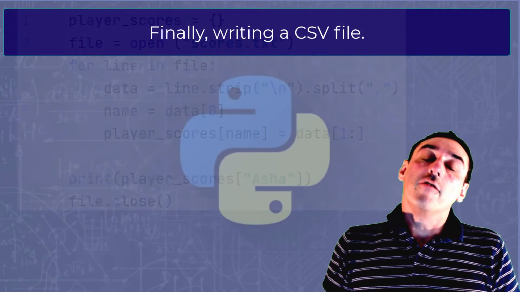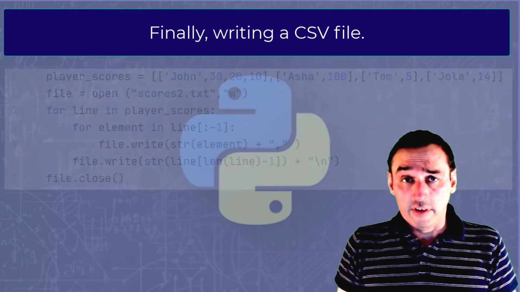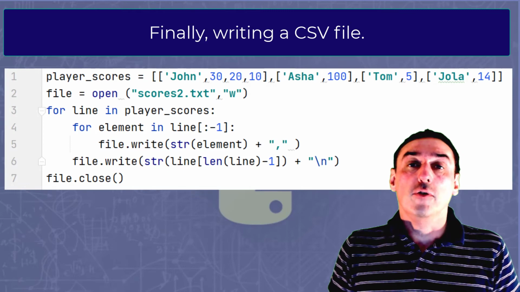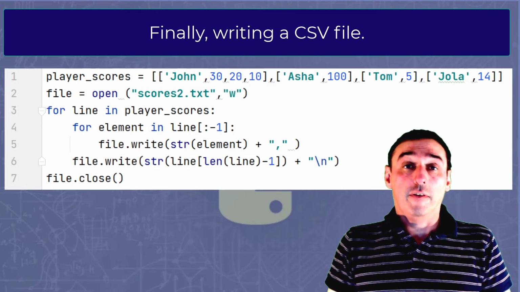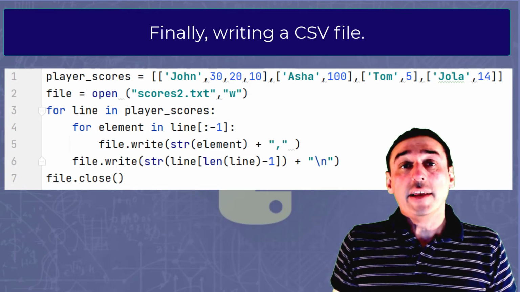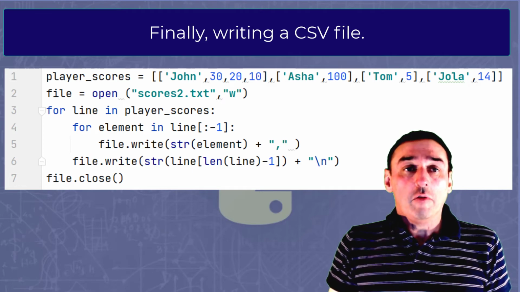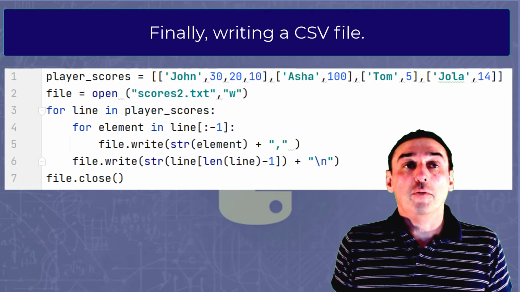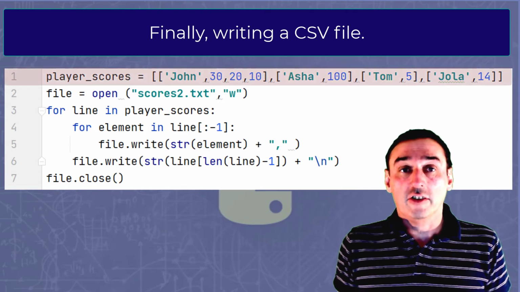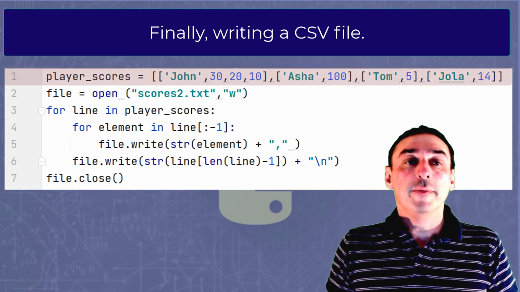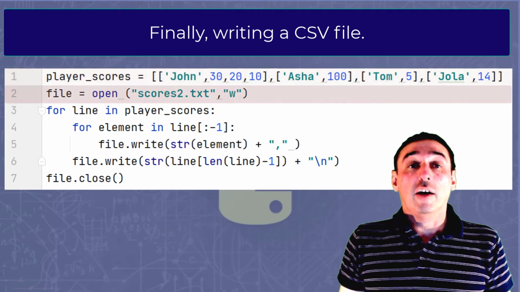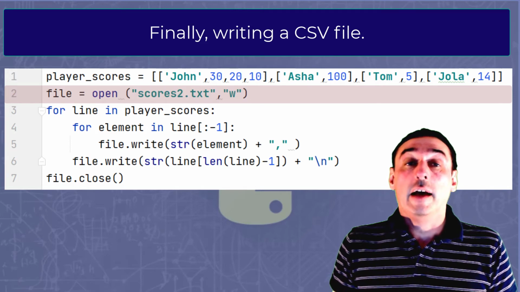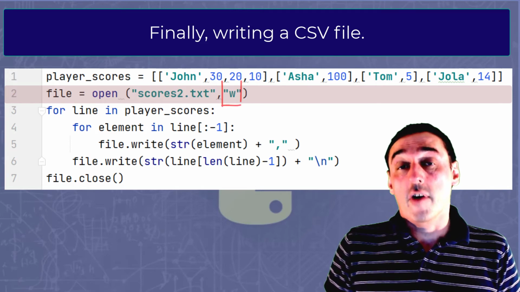So finally, writing to a CSV file. So here we have a program, slightly more complicated than before because we are writing the file as opposed to reading it. We have a list at the top, and then we're creating a loop within a loop to deal with the commas and so forth. So if we take the players' scores, we set up the list as per normal, and then we go to the second line, which creates the file scores2.txt, and notice the W for write.